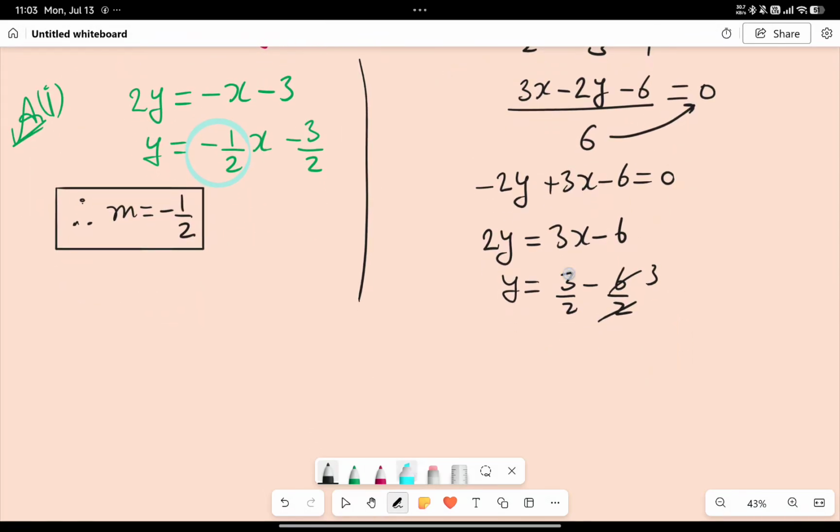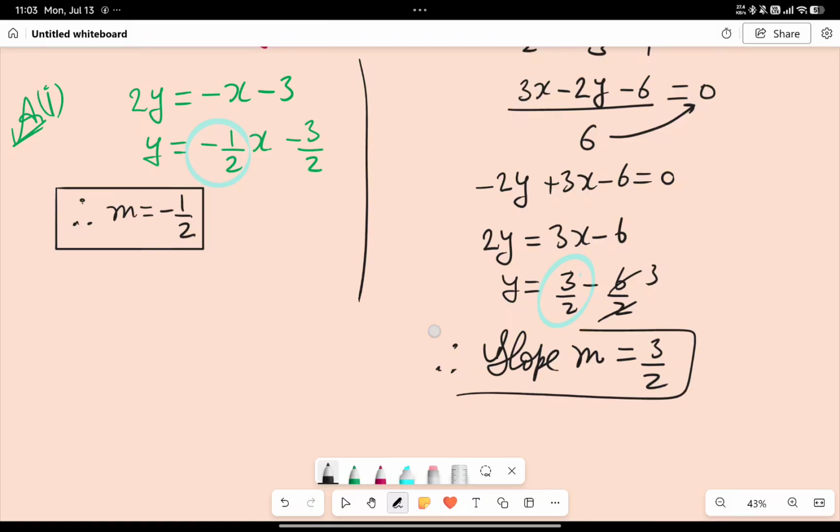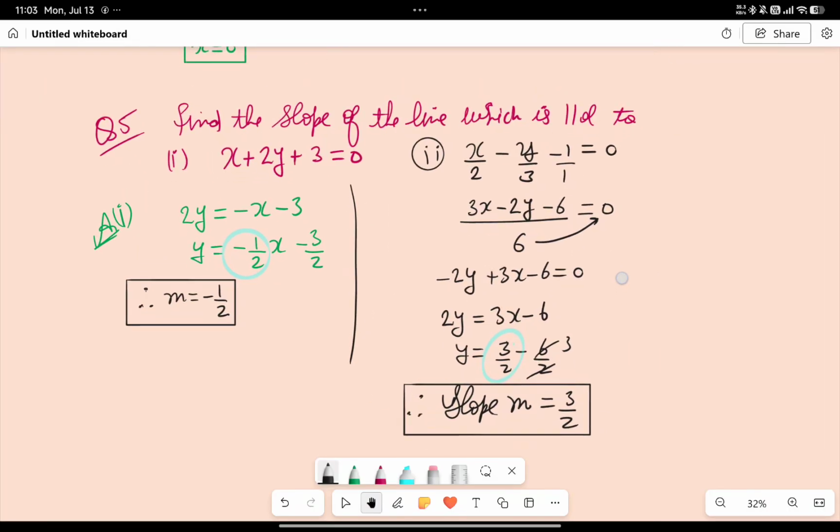So this blue one thing, sorry, how did this become black? Yeah, this blue one thing is the slope. Therefore, slope m is 3 by 2. That's what you have to do. Okay.